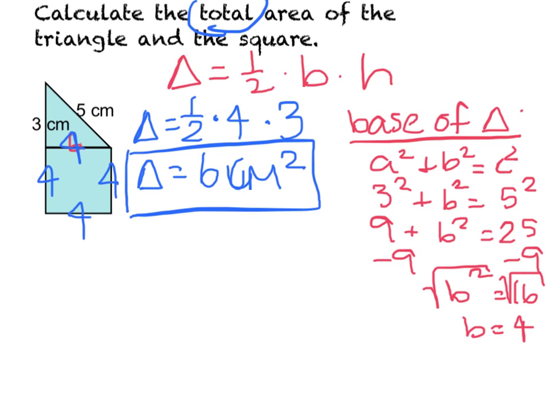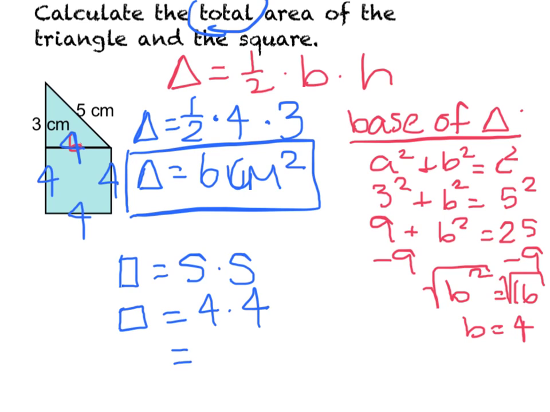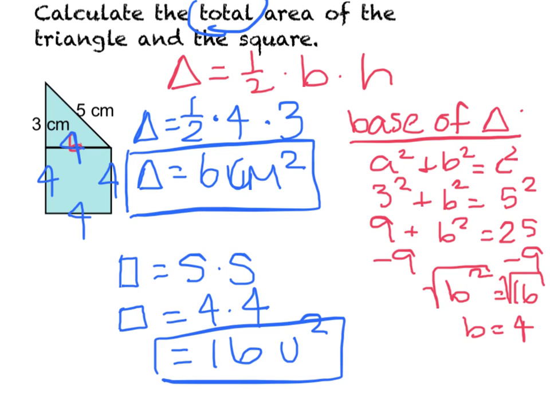Now I need to calculate the area of the square. So the area of the square is side times side, or side squared. So the area of the square is 4 times 4, which is 16 square units. All right, I'm going to put a box around that. That is still not my final answer.